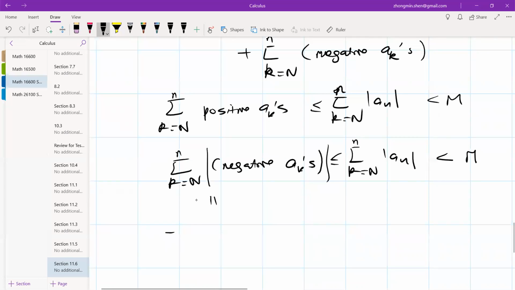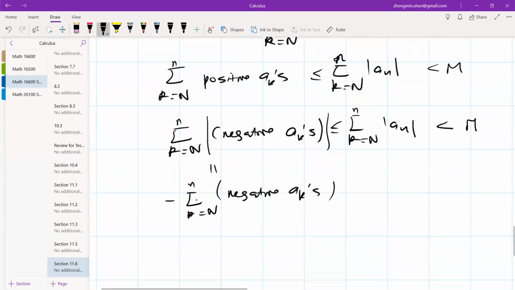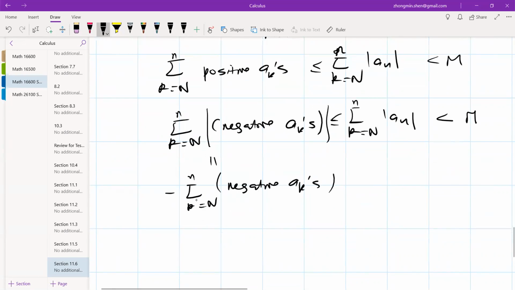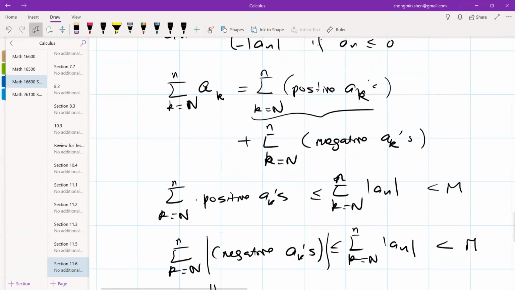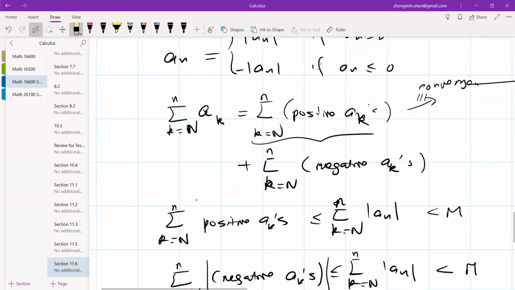This is going to be the negative terms from k equals n. So those are the only ones considered negative. Those are convergent, and of course both are convergent. This is what I want to show you: the positive terms are convergent, the negative terms are convergent. The explanation is here.